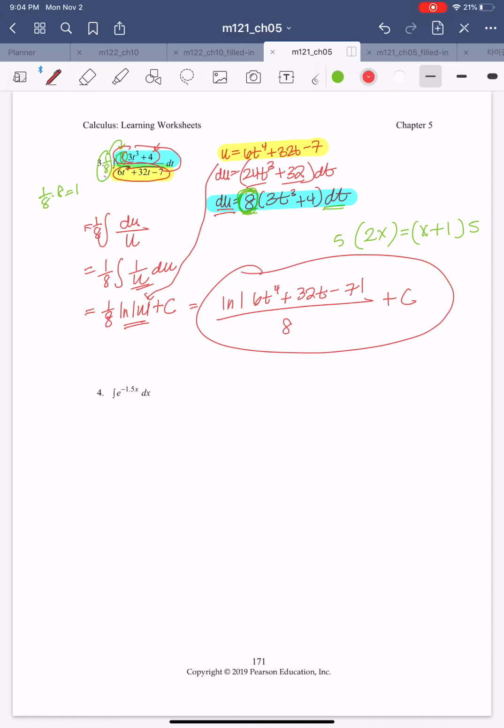So don't forget to back substitute u, because your original equation was in t, so you better have a t at the end. And I will also let you check by taking the derivative, then you have to go back to the original function. So that's how you can check.